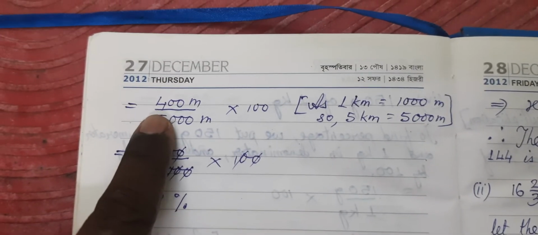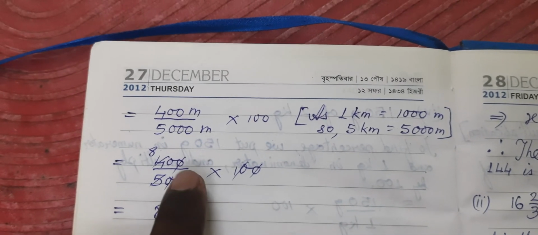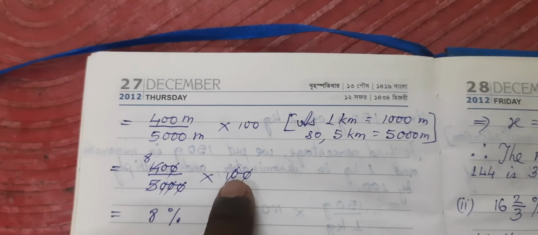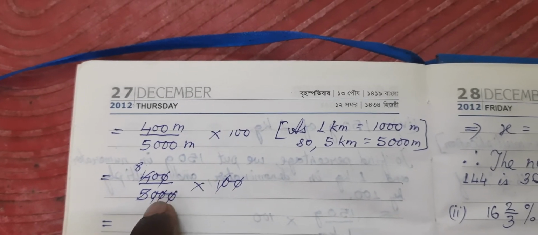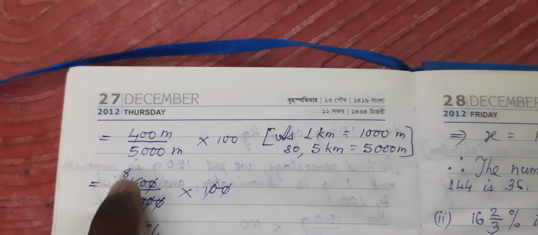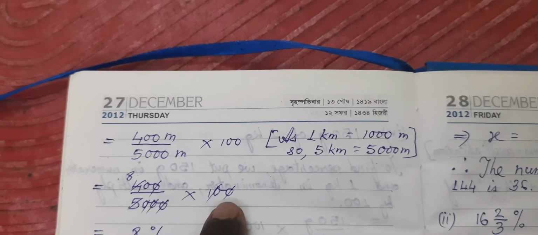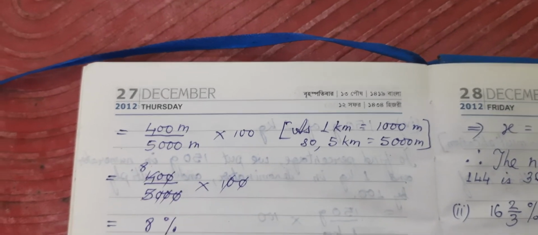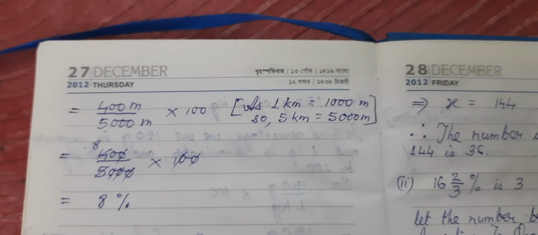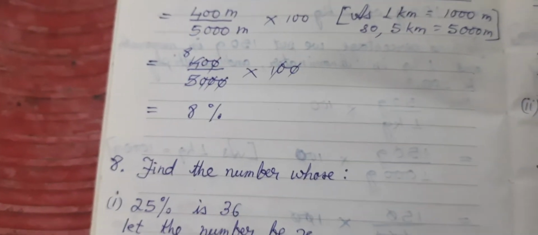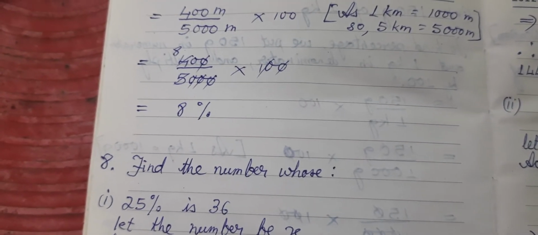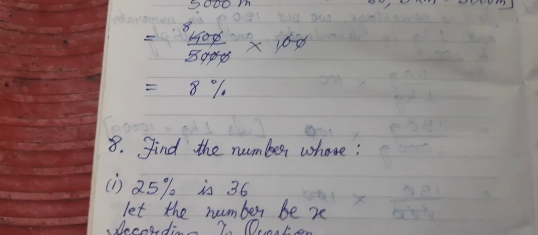Okay, so here is the calculation part. Meter and meter cancel. These two zeros of 100 and these two zeros of 5000 cancel. This 10 of 400 and 10 of 5000 also cancel. 5 8s are 40. So only 8 remains in the numerator. So 8%. So the value of 400 meter with 5 kilometer, that means 400 meter is only 8% of 5 kilometers. Okay. So question number 7 is over.